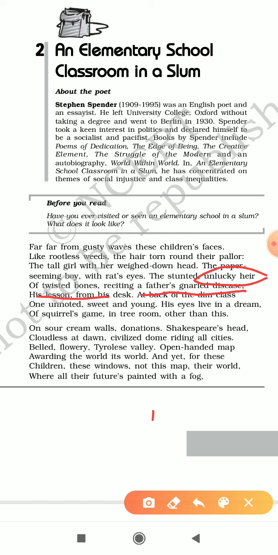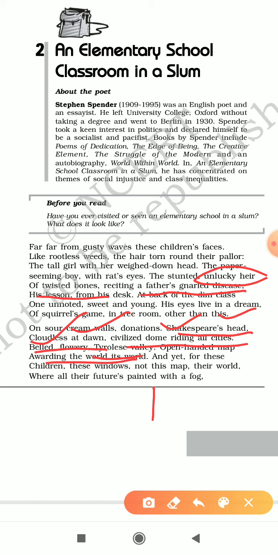Next, if we talk about what different things have been displayed on the walls of the classroom. So Shakespeare's picture has been displayed. Cloudless at dawn, such pictures have been displayed there. Civilized dome riding all cities, such a type of picture. Ballad flowery Trilogy Valley, pictures of beautiful valleys have been displayed. Open-handed map awarding the world its wealth.